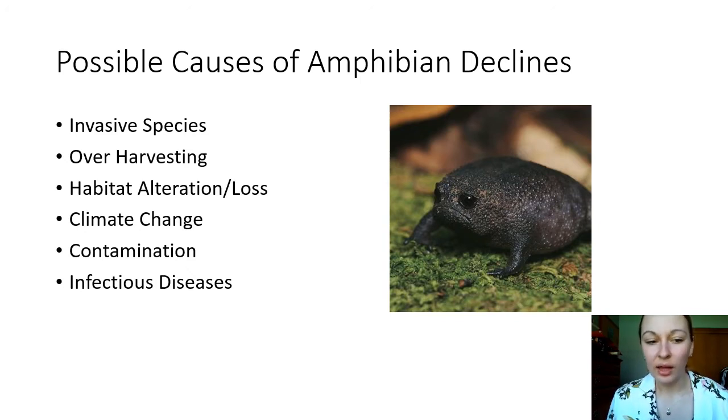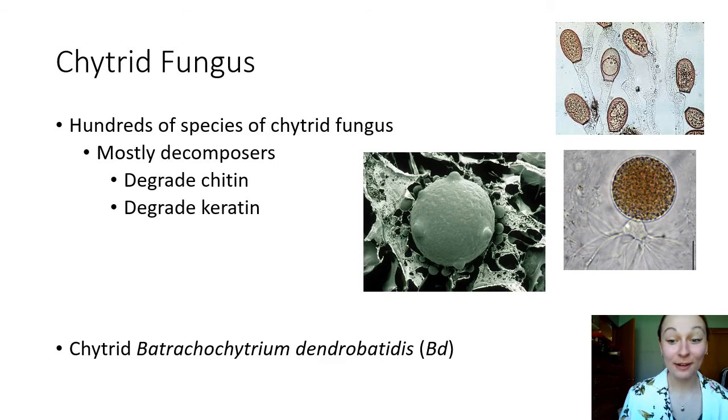Humans could be leading to climate change. Humans could be polluting the environment, leading to contamination, or spreading infectious diseases. For the focus of this presentation, I'm going to be focusing on the infectious diseases portion. So finally getting into the chytrid fungus, what is it?